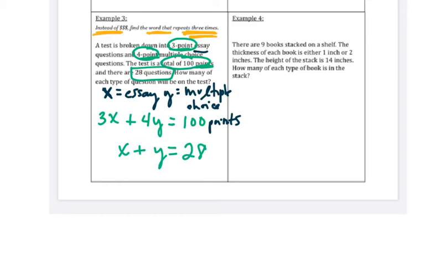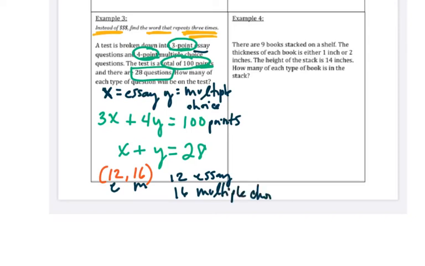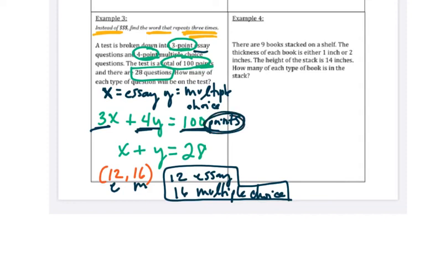And when you do that, you end up with 12, 16. So I tie some letters to it. 12 was my essay, 16 was my multiple choice. So there were 12 essay questions, and there were 16 multiple choice questions. I could have used the letters E and M for essay and multiple choice. I just used X and Y in this one, but you could always use E and M. Points plus points equals total points.